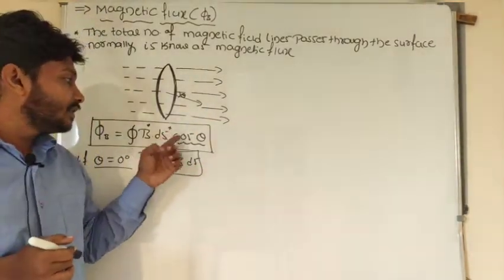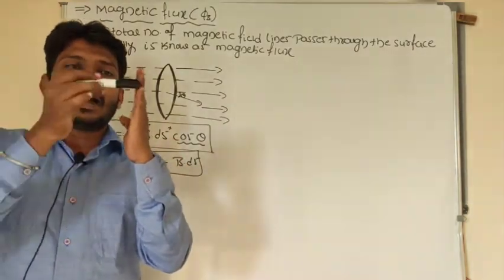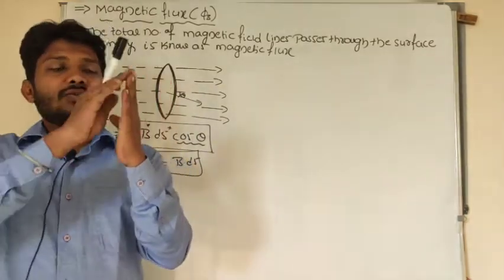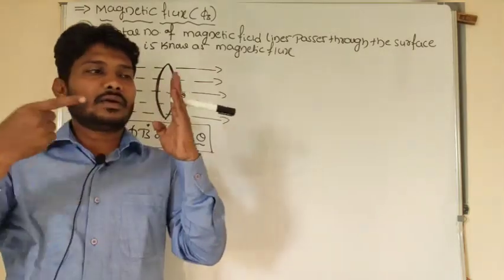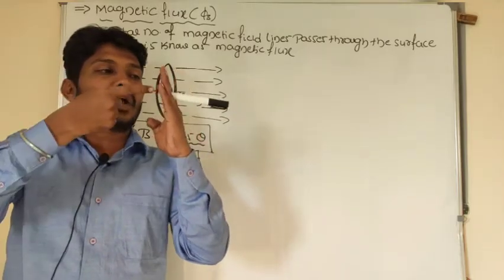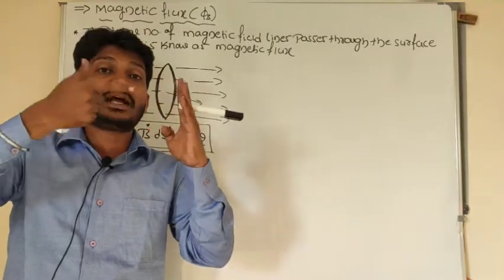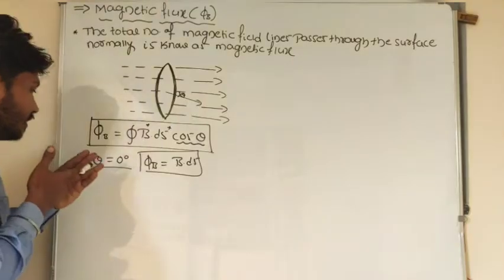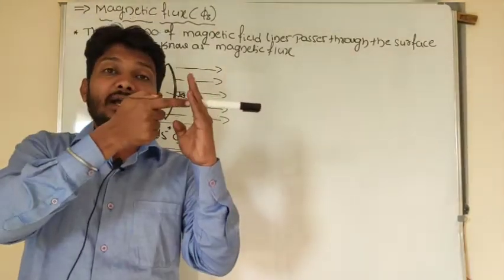If theta is equal to 0, treat this as one surface here, right? These are all the magnetic field lines. For this surface I will draw one perpendicular line. Look here: the magnetic field lines and the normal line are in the same direction, which means the angle between the magnetic field line and the normal line is 0. So if theta is equal to 0, the angle between the magnetic field lines and the normal line is 0.